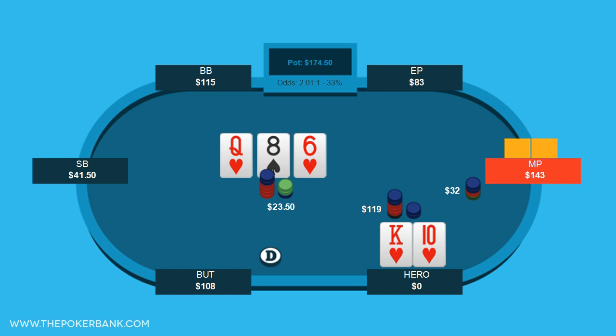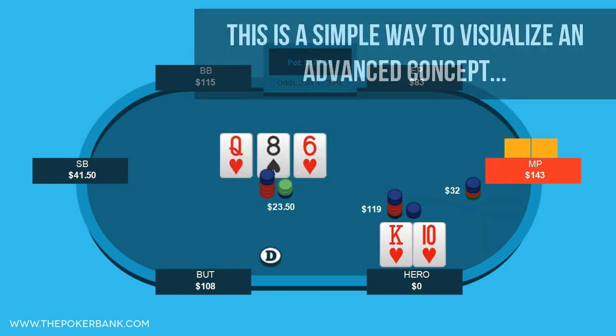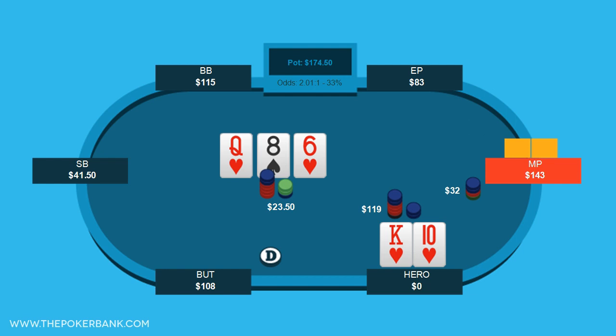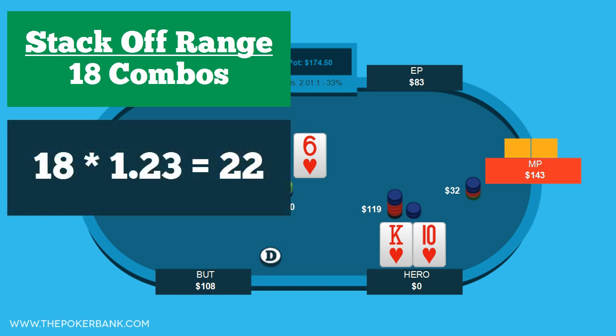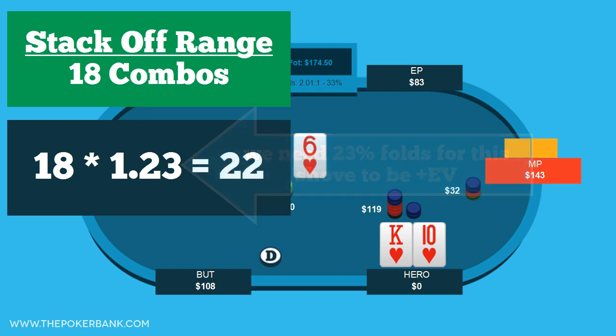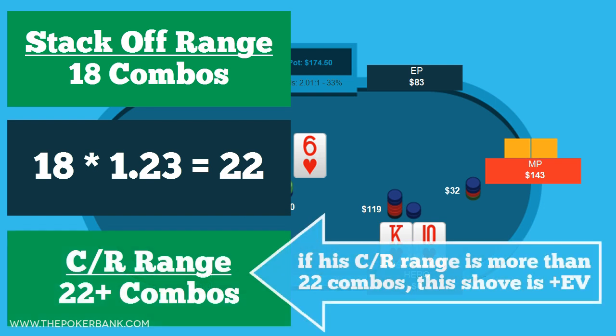At this point you may be wondering, but how can I guess that villain will actually fold 23% of the time? That's a fair question, and this is the way that I visualize it. We thought his stack-off range was sets and kings plus. This is 18 combos. If we times 18 by 1.23, or increase it by 23%, which was the necessary number of folds that we need, then we see 22 combos. So if his check-raise range has at least 22 combinations of hands, and he'd stack off the same 18 combos, we can expect enough folds.